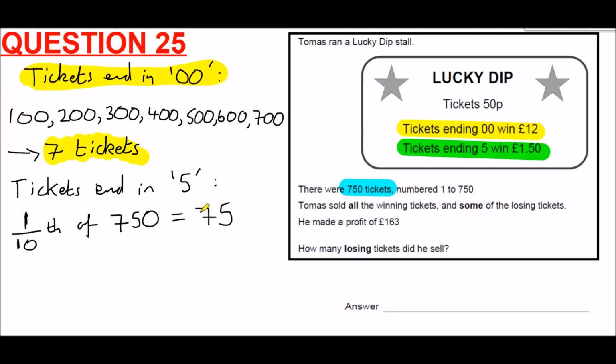Anyway, tickets ending in a 5, 75. So what we can work out now is how much customers won. So, total customer winnings.